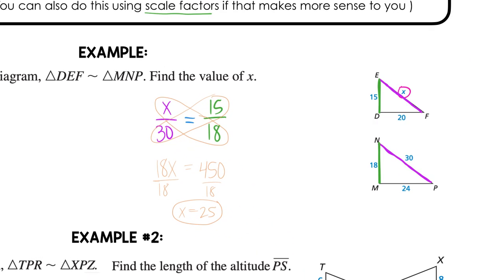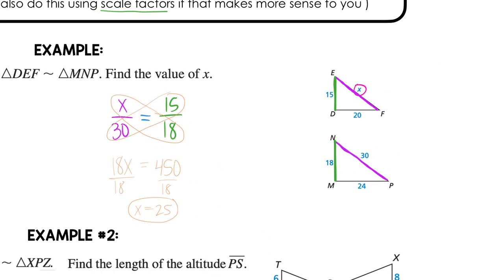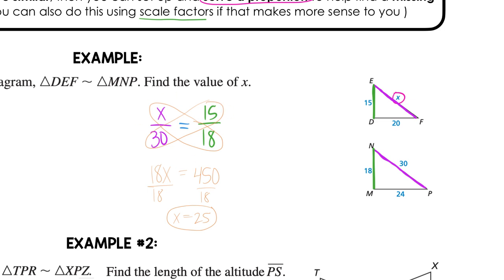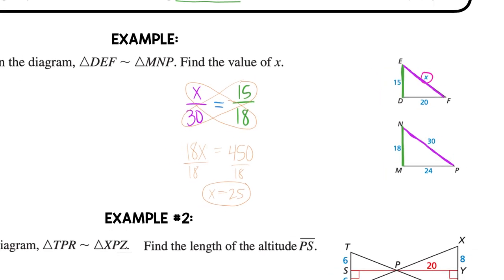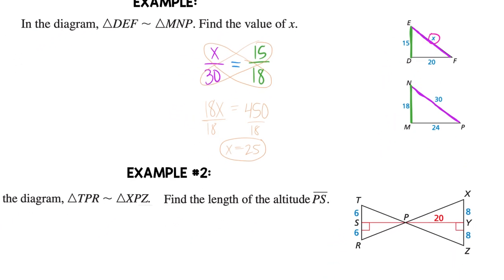So that's one way you could find missing side lengths, is just setting up proportions like this and then just cross multiplying. Okay, again, you can use scale factors too. I'll show you that maybe tomorrow. But for the rest of these notes, I'm just going to do the proportion method.